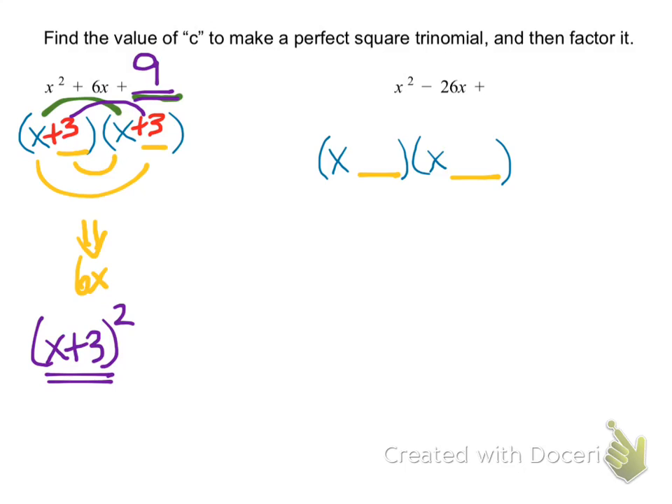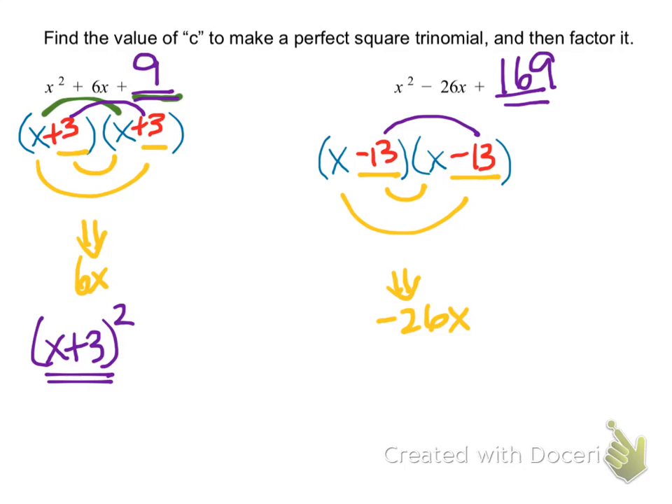And I need to figure out what's going to be added to those in the parentheses so that when I multiply to get my middle term, I get negative 26x. Well, again, if it's got to be the same, it's going to have to be negative 13 and negative 13. And then, of course, to figure out what my c value is, that's when I multiply those two terms together, and I get 169. So again, this trinomial will then factor as x minus 13 quantity squared.